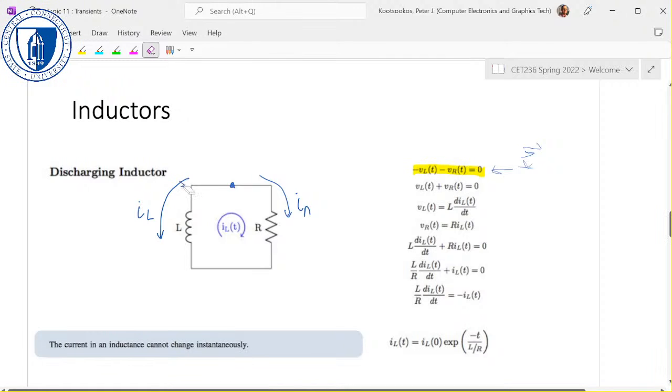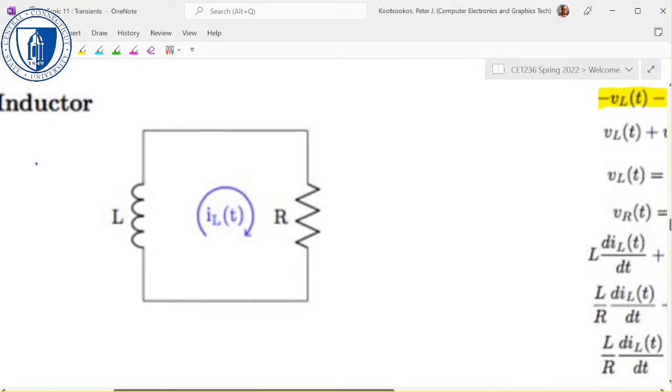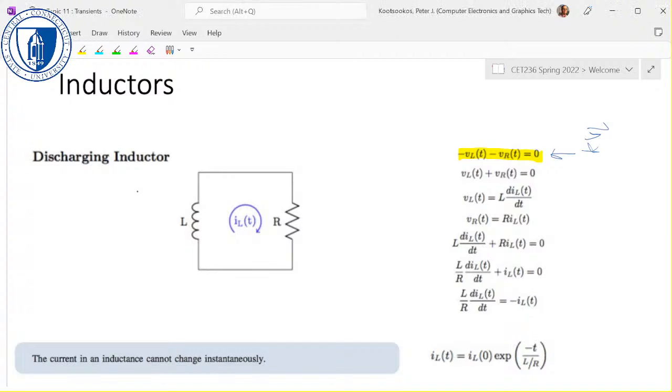So let's try that again. Right, I should have taken the hint, right? There's a mesh current. And then we can do our, so there's the passive sign convention for the mesh IL. I would actually write that as plus and plus, but anyway, we get the same equation.